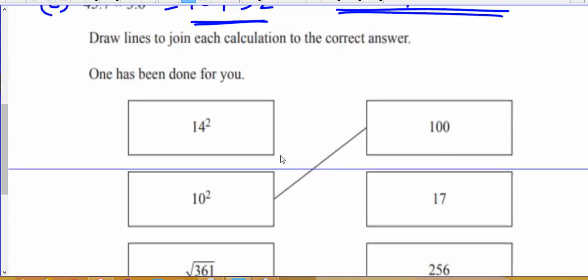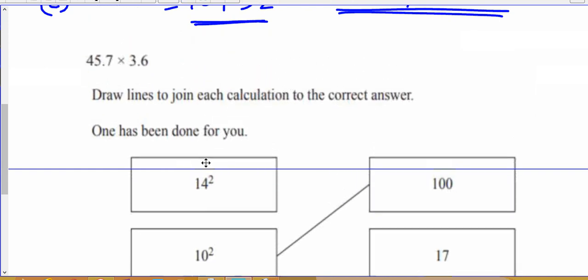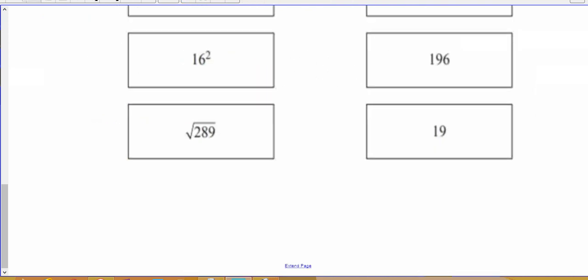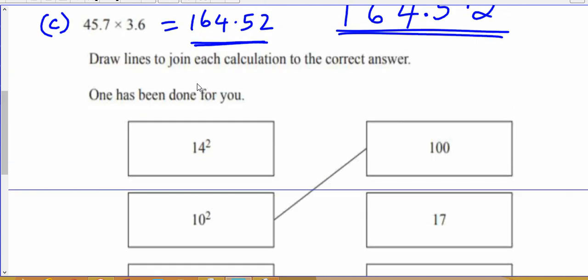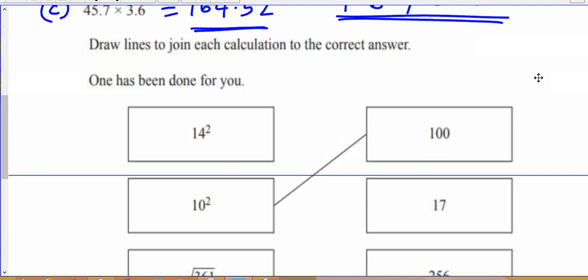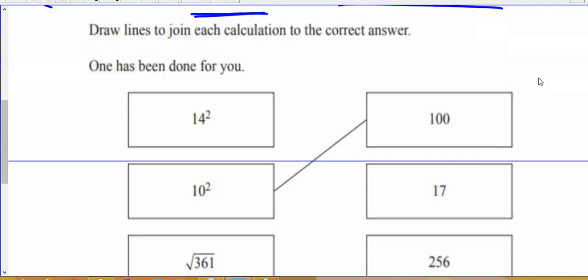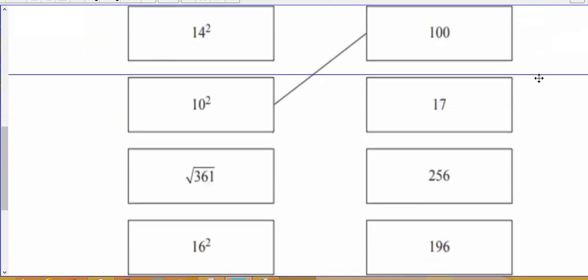Another question is, this is another question. Draw lines to join each calculation to the correct answer. One has been done for you. Okay, let us see which one has been done for us. They say 10 square is matched to 100.